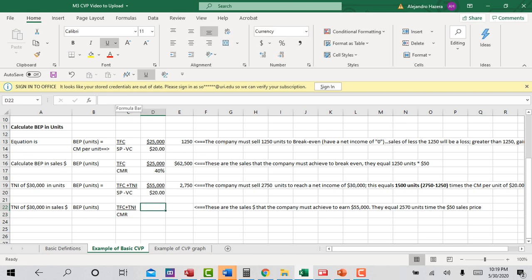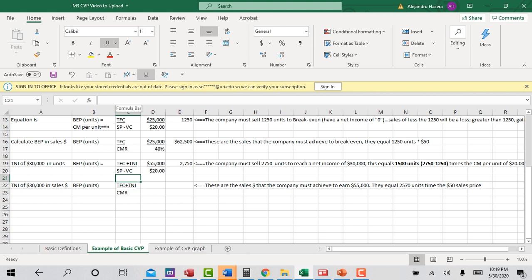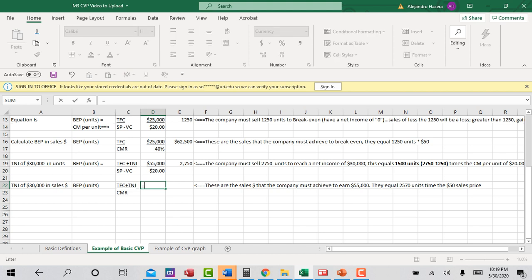You can also calculate the sales you need in order to achieve that same target net income. Obviously, you could just take 2,750 units times your sales price of $50, and you'll get the same answer I'm about to get. But it's nice to know the formula because sometimes it's a nice perspective to have in some problems. So we take total fixed costs, which is $25,000, plus the $30,000 you've got to earn.